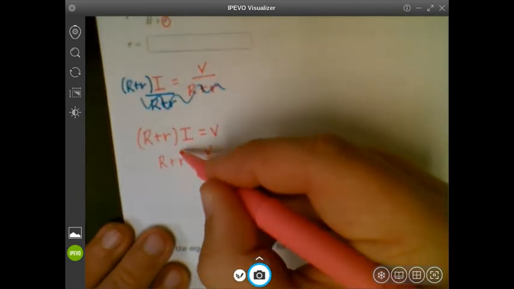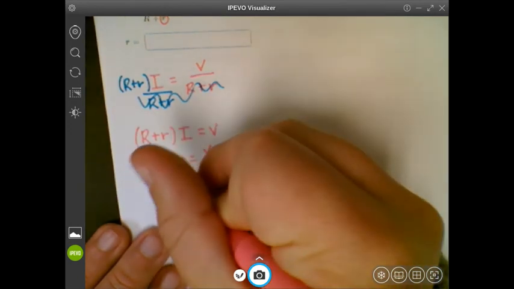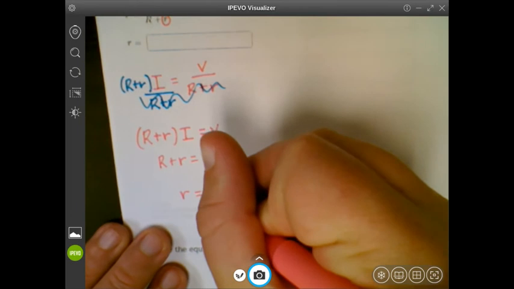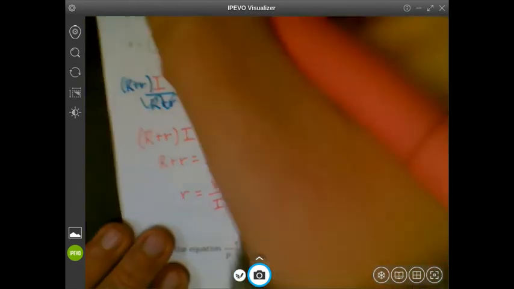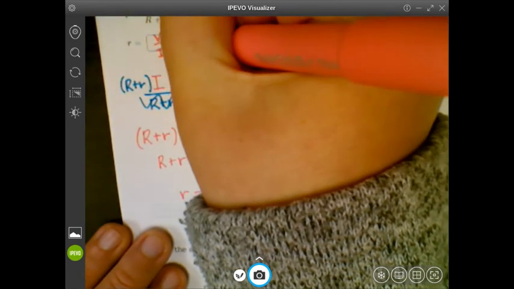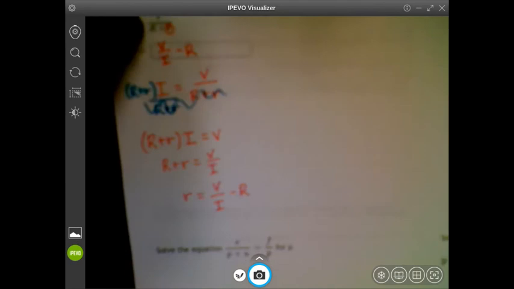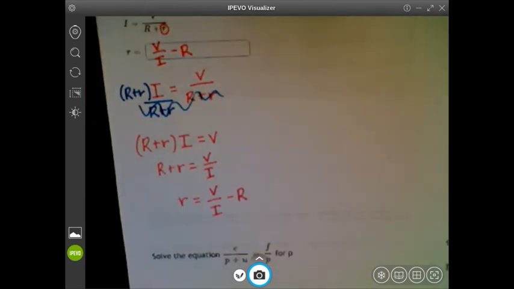Last but not least here, to get little r by itself, you have to move over capital R. It's currently being added, so you would subtract capital R. So little r is going to be equal to V over capital I minus capital R. Make sure when you type them in that you put capitals and not lowercase, because that will mess it up. It will probably recognize it as wrong. That is a capital V at the beginning, so make sure you put capital V.